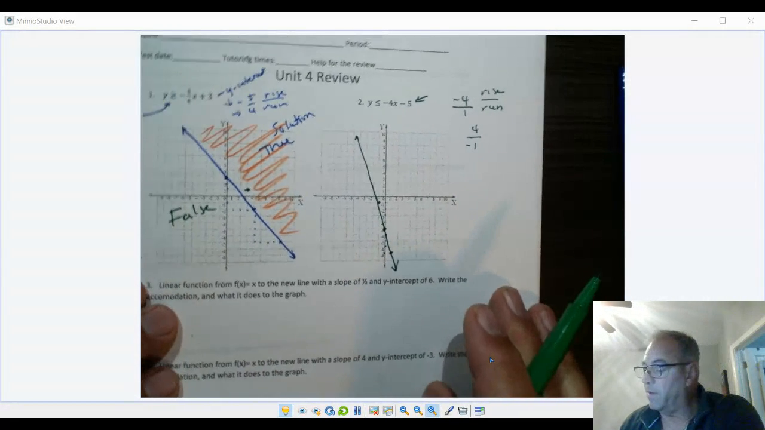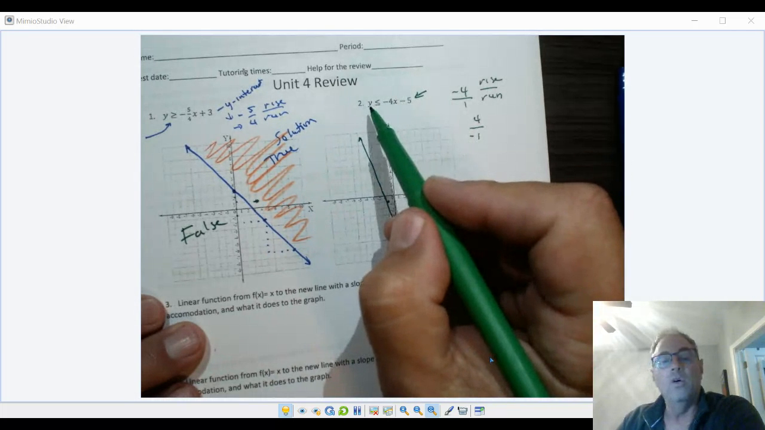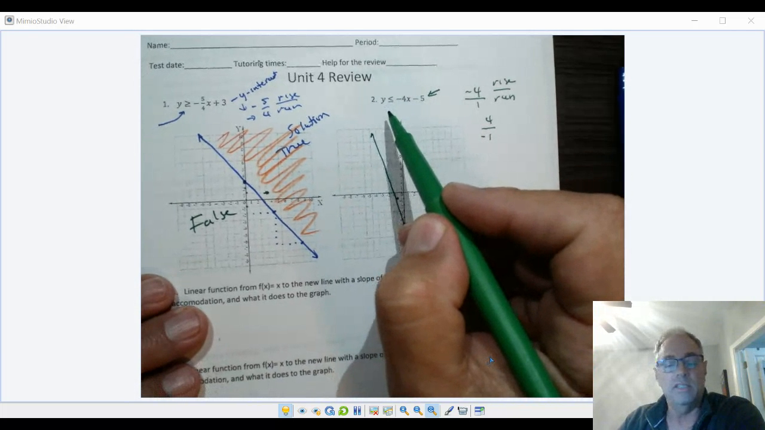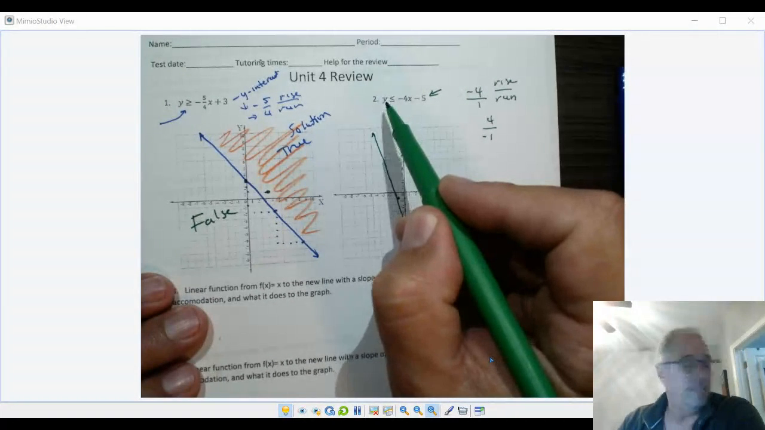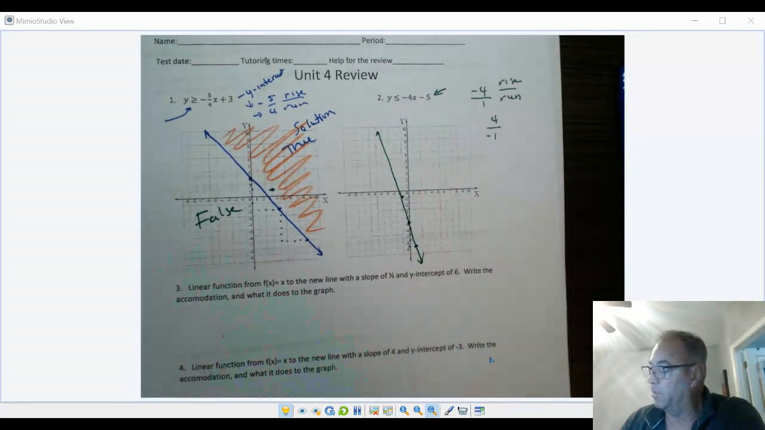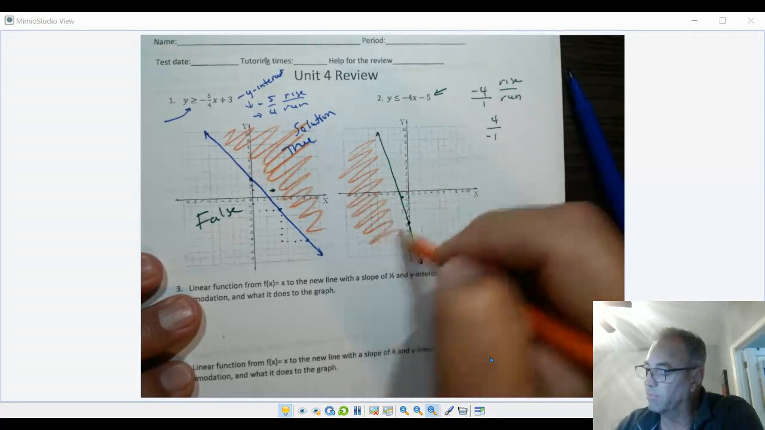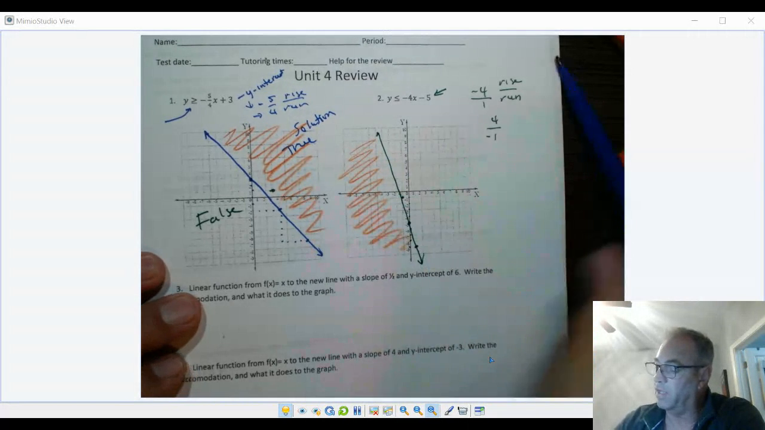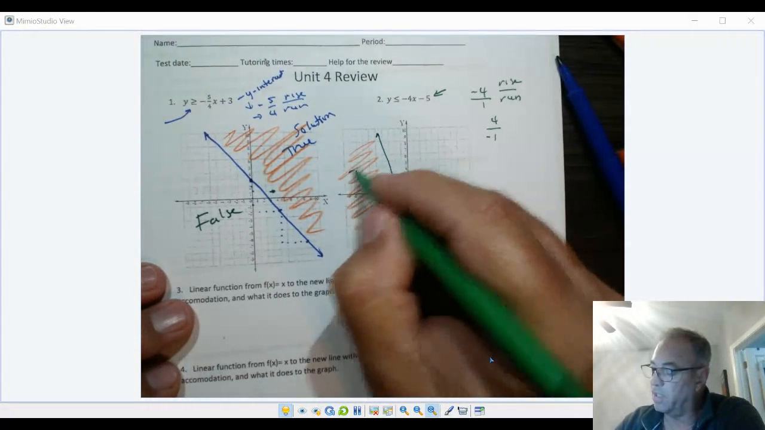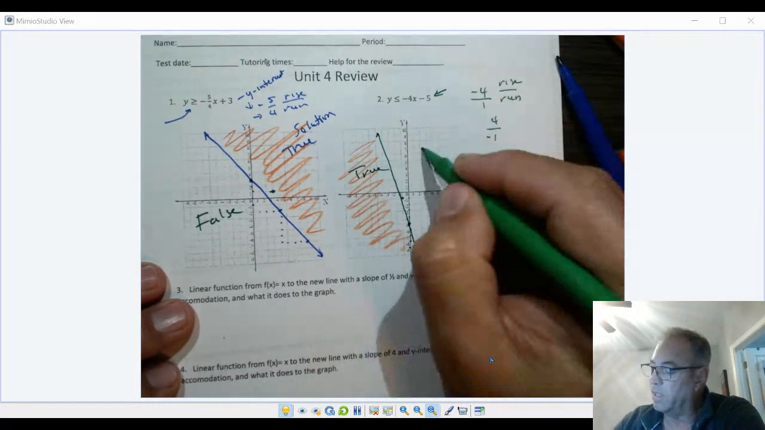Now I've got to determine, am I shading below or above the line? Since this is less than, I'm going to be shading below the line. So below the line would be this way. And again, don't forget that this side is the true side, the solution side. This side is the false side.